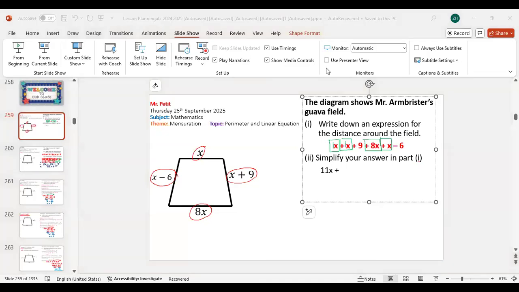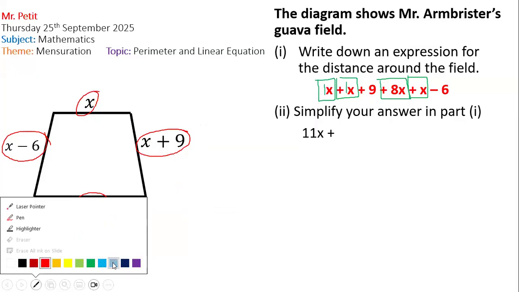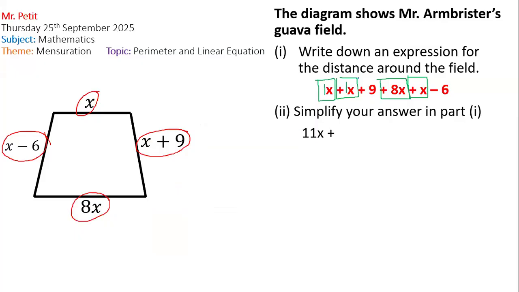So that's 11x. Are we done? No, sir. So we're going to deal with the numbers now. So it's going to be plus 9 and minus 6. What is 9 minus 6? That's going to be 3. Very good.